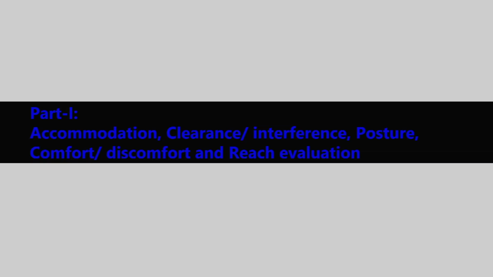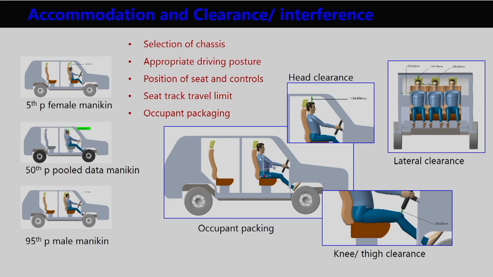Now, we are moving toward the next portion of our module, that is part 1: accommodation, clearance, interference, posture, comfort, discomfort and reach evaluation in automotive products, particularly for the passenger car or other vehicles. So, how do we use digital human modeling software for evaluating various types of vehicles? How do we start? First we start with the selection of the chassis. We think about the chassis model in the CAD software, what will be the size and dimension.